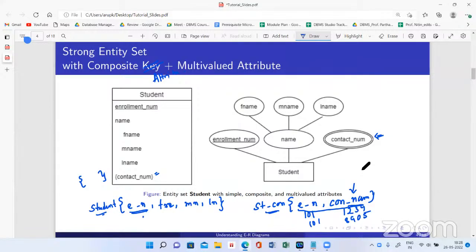But if there is a situation, my brother and I both belong to the same institution and both are sharing the same contact number, then it has to be a composite or compound key, right? So it is always safe to make this as a composite key. Does it make sense? Compound or composite, it's the same thing. That's a better idea, right?